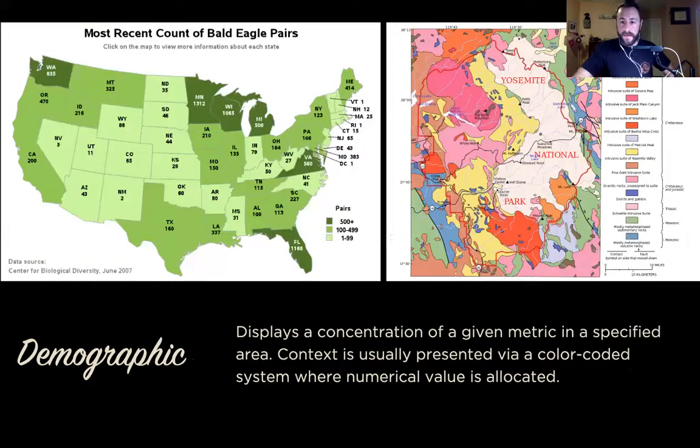We also have demographic maps. For example, we have this particular model of a recent bald eagle count in the United States. We also have a geological survey map from Yosemite National Park.